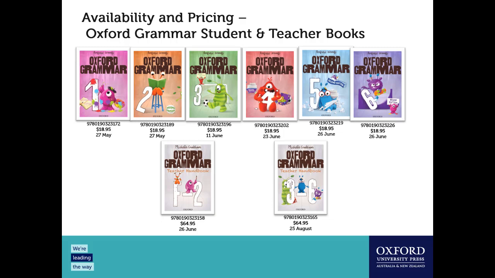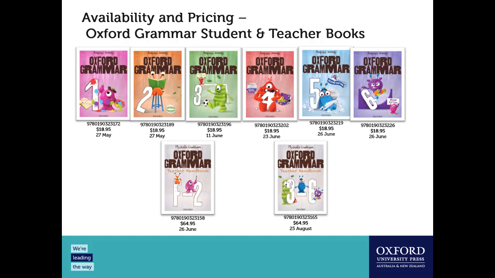So how much are the books and when are they available? The good thing is that the Oxford Grammar student books and one of the teacher books are already available. You can see 1 through to 6, all at the same cost of $18.95, which for everything that's in there is a steal. The teacher books are both $64.95.